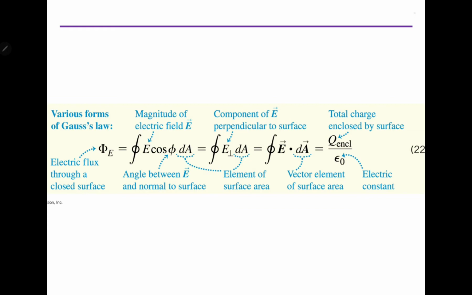So we can express Gauss law in various forms, right? We already know these kinds of equations, which are actually expressing flux in different ways. E cos phi dA, E perpendicular dA, E perpendicular is actually this one, right? And in vector form, E dot dA is equal to Q enclosed divided by epsilon naught.